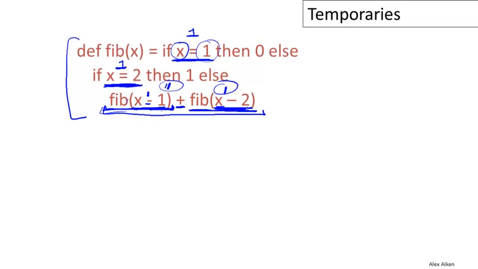Because while we're evaluating this argument to the second call of fib, we still need to be holding on to the first argument to the plus. And so in fact, this particular function can be evaluated with just two temporaries. It's all the space we need to compute the value of this function body.